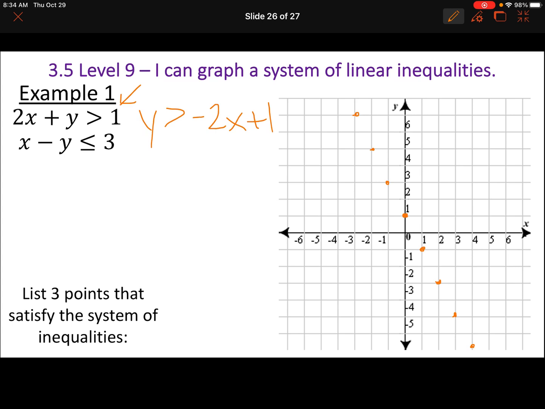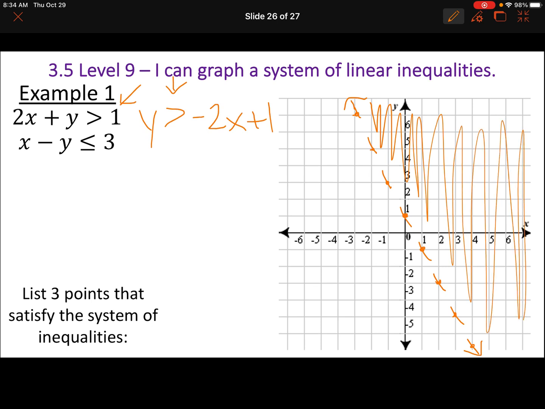I'm going to connect all of these points, but it cannot be a solid line. This says greater than, not greater than or equal to, so we need to do a dashed line. And I just do the dashes through the points that I made. And I have my arrows on both ends. And then it says y is greater than. If it says greater than, we're going to shade above the line. The next one, I'll do it in a different color.